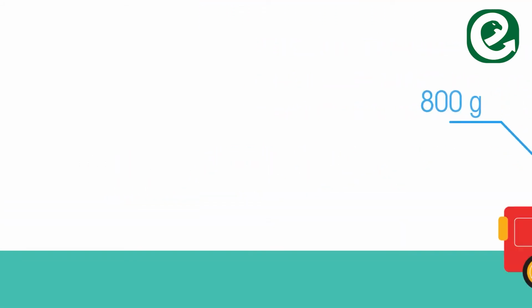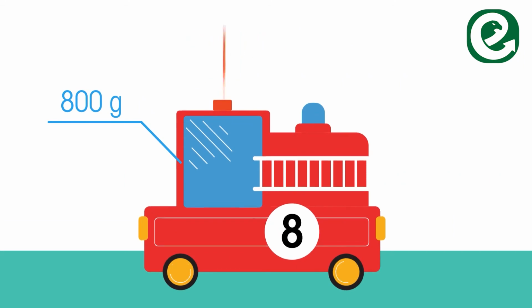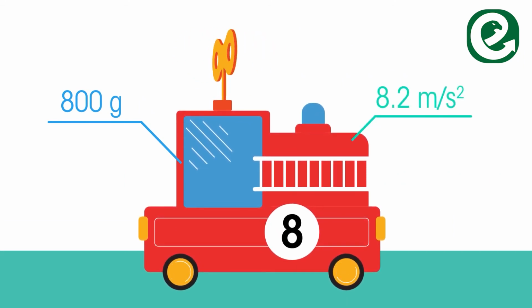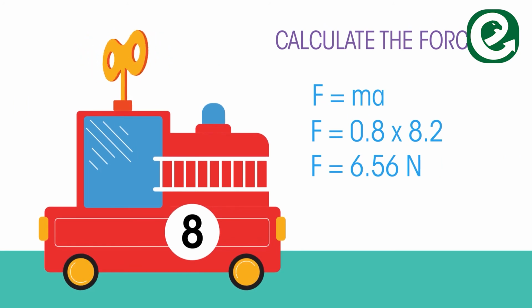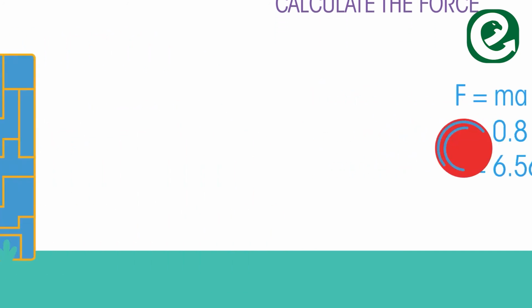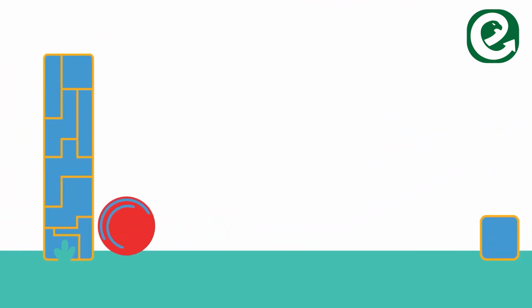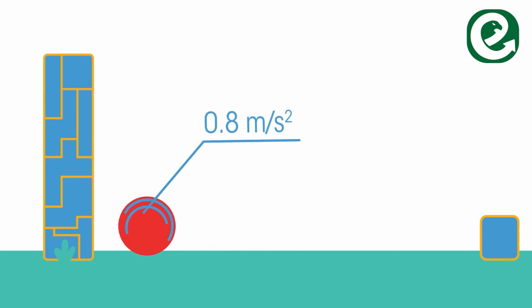Now calculate the force required to make an 800-gram toy car accelerate at 8.2 meters per second per second. Take care with the units. And the mass of an object accelerating at 0.8 meters per second per second when a resultant force of 200 newtons acts upon it.